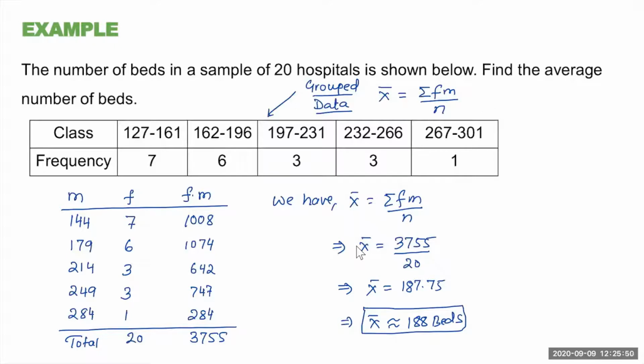So in this example, we calculated the mean of the grouped data involving the class. So whenever you see the class, you have to find the mid value, then multiply each mid value with the frequency, add them together and divide by the total, you will get the average.